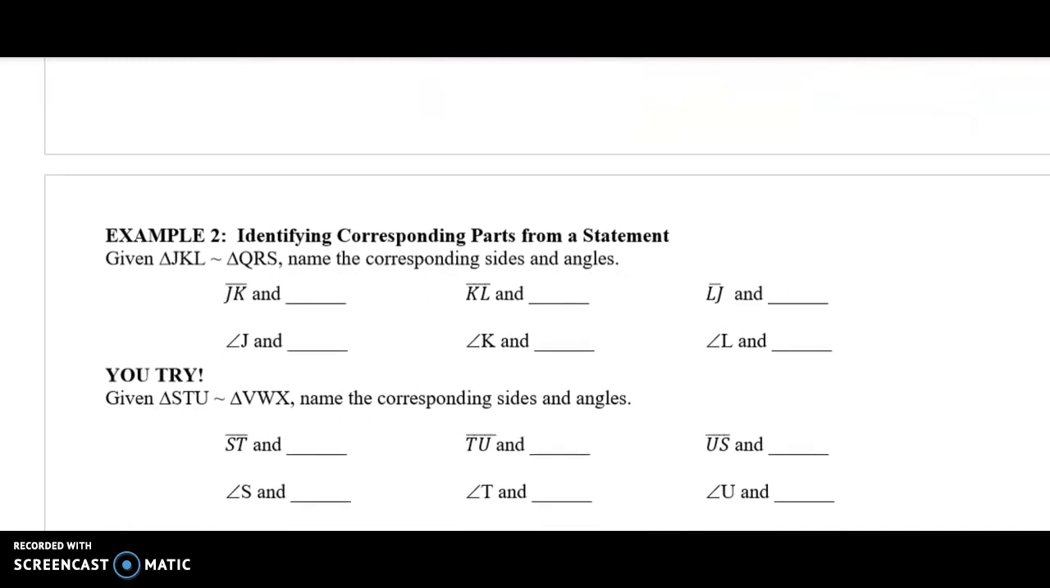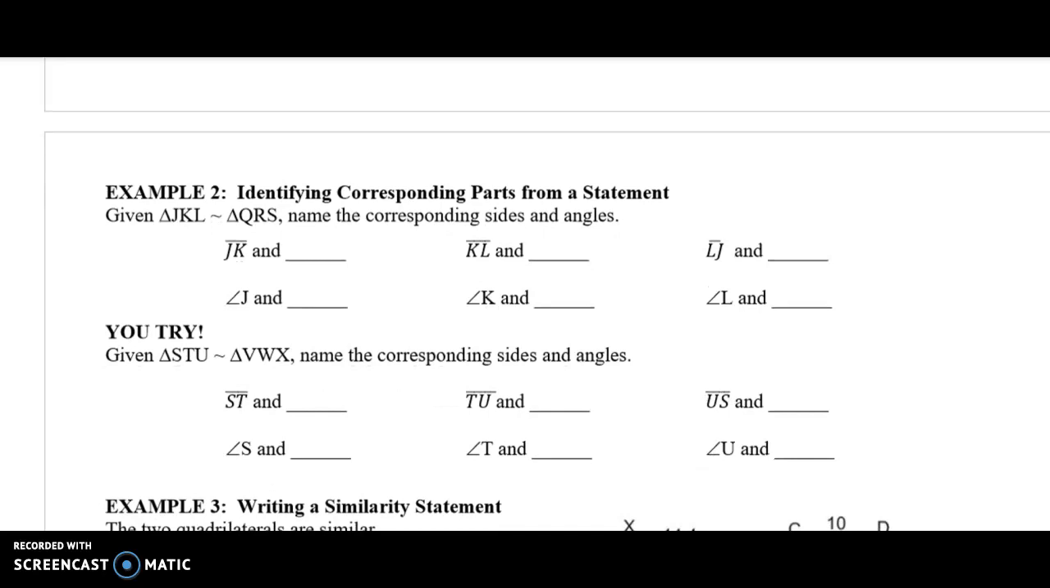So here it's talking about identifying corresponding parts from the statement. So they're not actually even giving you the picture. We've been doing it from the statement just because it's easier, but you could have the picture as well. So I would always just do it from the statement if they give you the statement because it's just easier to see. So like JK would be QR. Angle J would be the same as angle Q because they're in the same position when they list it.